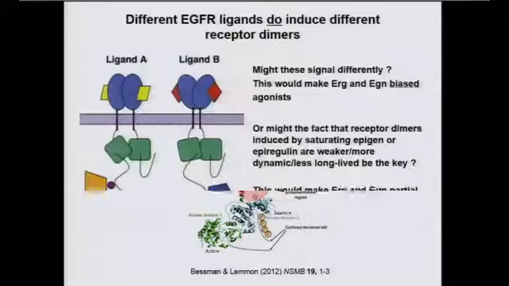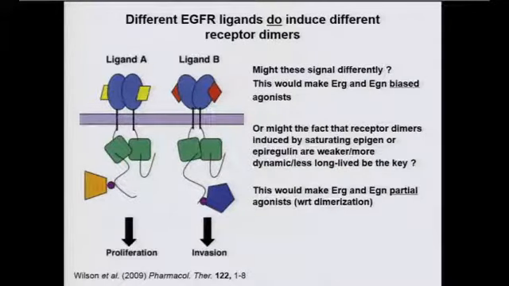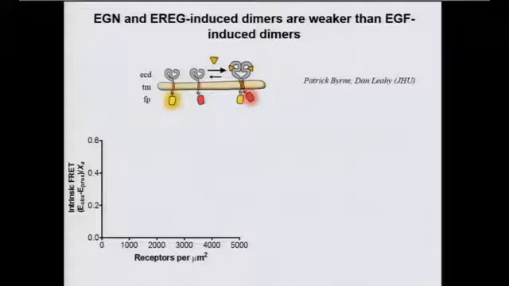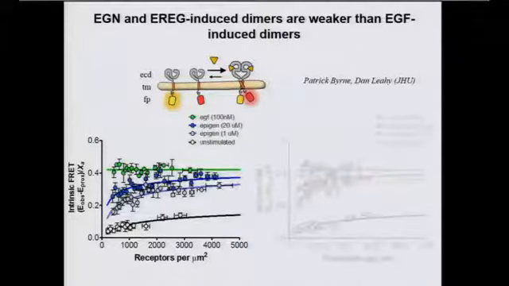But the other possibility which we thought about is, might the fact that the receptor dimers that are induced by saturating epigen or epiregulin, the fact they're weaker and more dynamic, because if they're weaker, they're going to dimerize with different lifetimes, might that be the key, which would actually make epiregulin and epigen not biased agonists, but partial agonists from the point of view of dimerization? And might that be relevant signaling-wise? So we actually did a few experiments here, and I'll just show you some data just to build this up.